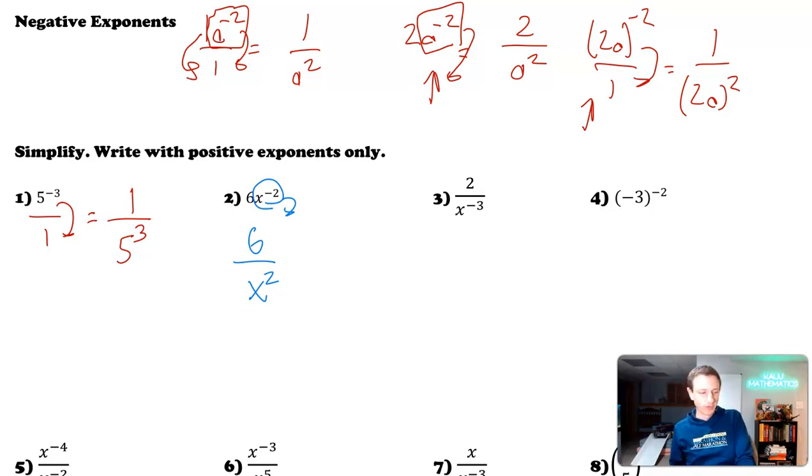Number 3, 2 over x to the negative 3. On this one, I have x to the negative 3 in the denominator, so the x to the negative 3 needs to come up this time, because I have to write it with a positive exponent. So if it's negative on the bottom, it needs to go up. If it's negative on top, it needs to come down. So the x is going to move to the top. The 2 is not moving anywhere because it's just a 2. So I'm going to have 2x to the third. You could technically write this over 1 if you want, but you don't have to. I'm going to leave it as just 2x to the third.